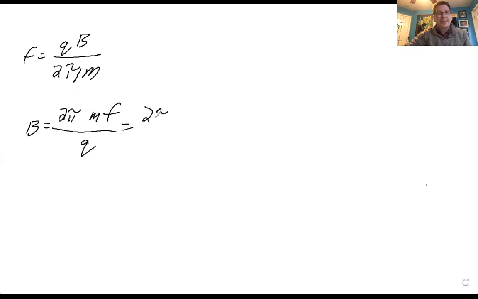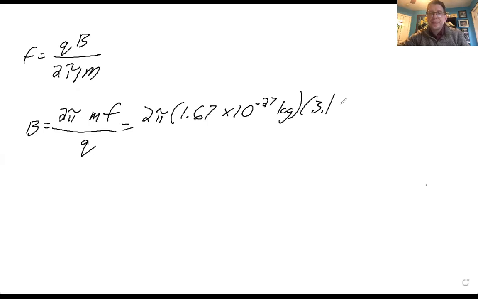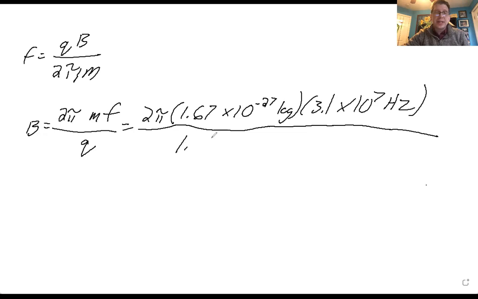So that's 2 pi, and it's the mass of a proton. So that's 1.67 times 10 to the negative 27 kilograms. The frequency, we are told, is 3.1 times 10 to the 7 revolutions per second. And we can write that as hertz, complete cycles per second. So 2 pi mf divided by Q. And Q is just like for an electron, 1.60 times 10 to the negative 19 coulombs. And this will give you your answer in Tesla.